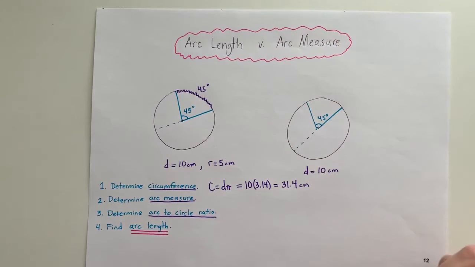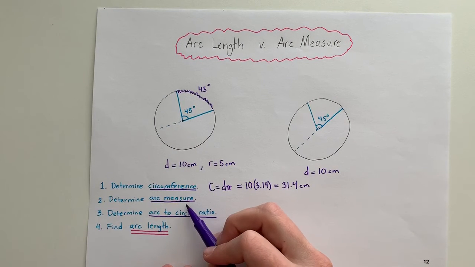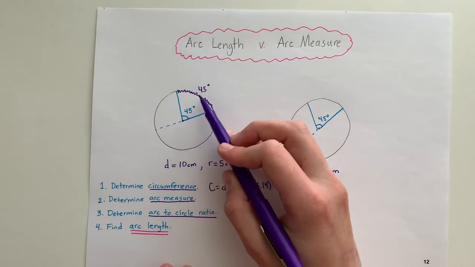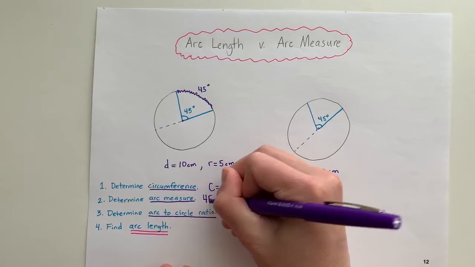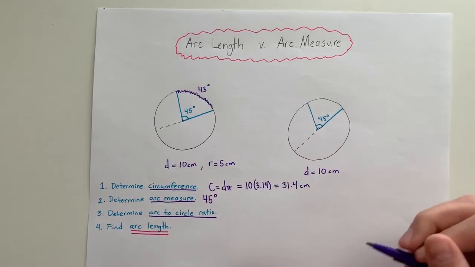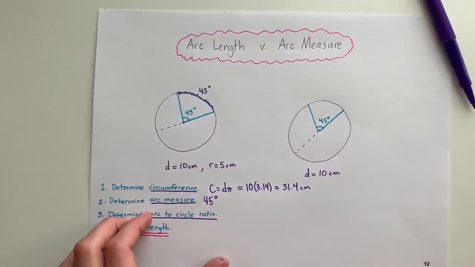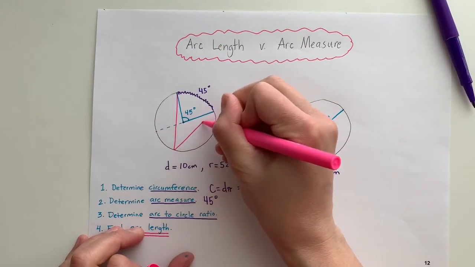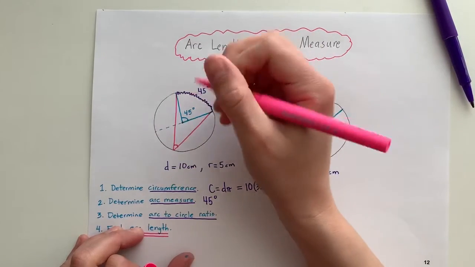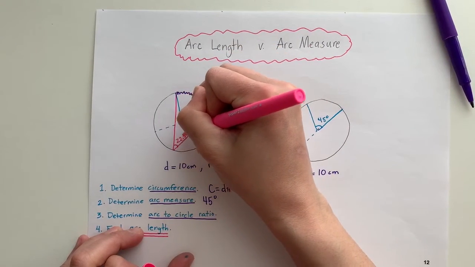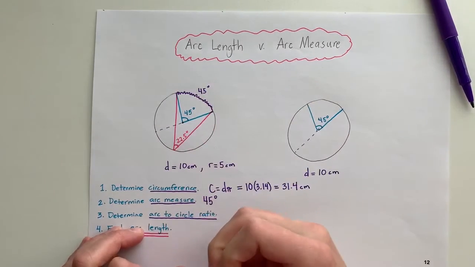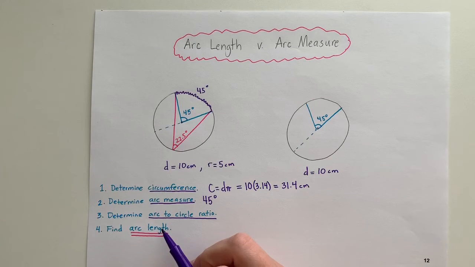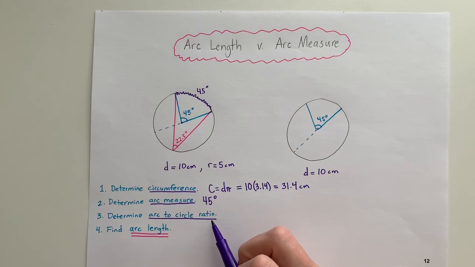All right, so now I'm going to determine my arc measure, which I actually already have. So I know that my central angle is 45 degrees, so my arc measure is also 45 degrees. Now remember, let's say you had, let's use a different color, an inscribed angle here instead of the central angle, and that was 22.5 degrees, you needed to double that to get your arc measure. Don't forget about that.